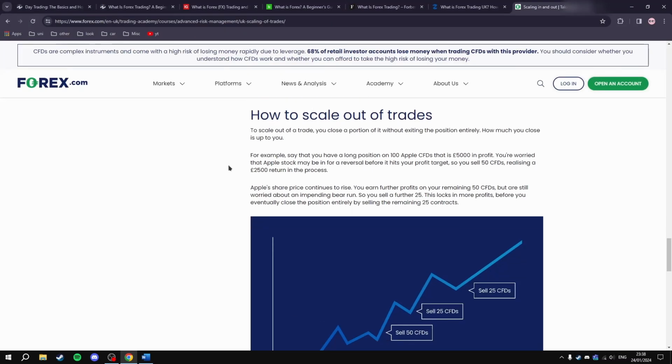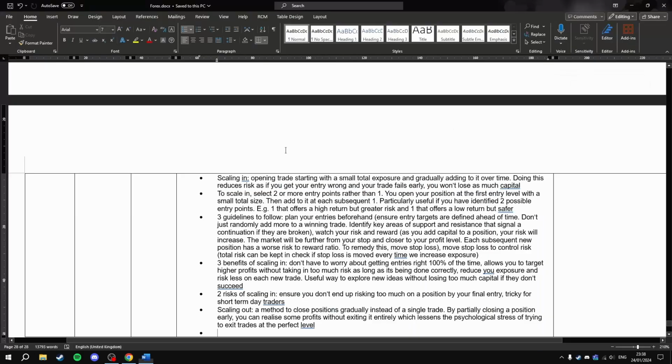How to scale out of trades. To scale out of a trade, you close a portion of it without exiting the position entirely. How much you close is up to you.